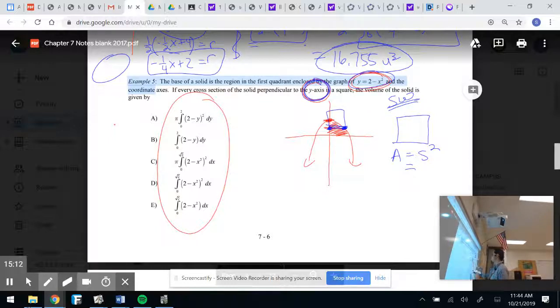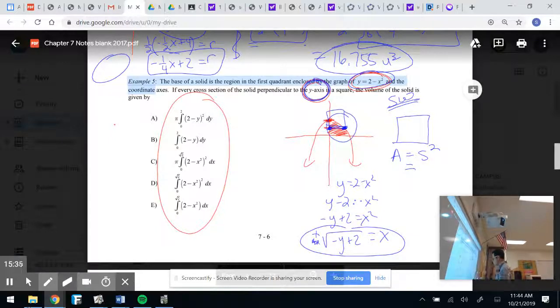So let's solve that. We have y equals 2 minus x squared. Let's subtract that 2. Let's divide by that negative. And then let's take a square root. What do I remember to do when I take a square root? The plus or minus. But hopefully you know that all I care about is the positive case. Why? Because I'm in that first quadrant, so those would be all the positive x's. So a side is the square root of negative y plus 2. What am I going to do? I'm going to square that. If I square a square root, I get negative y plus 2.